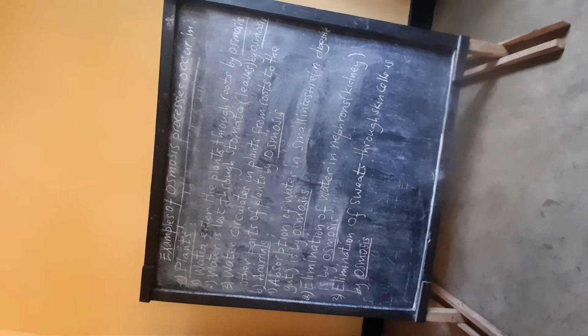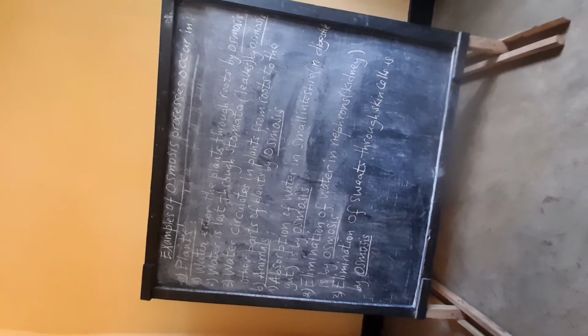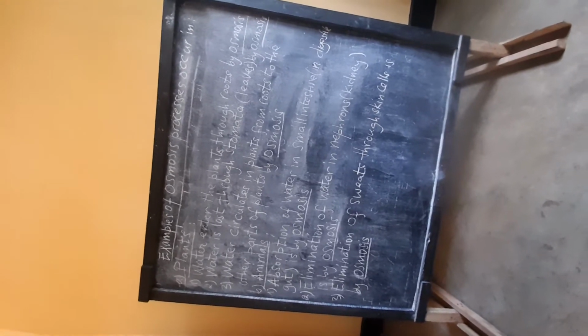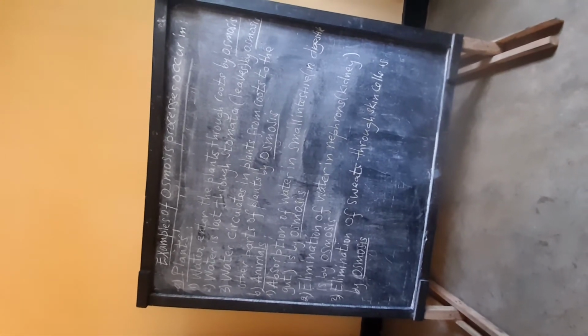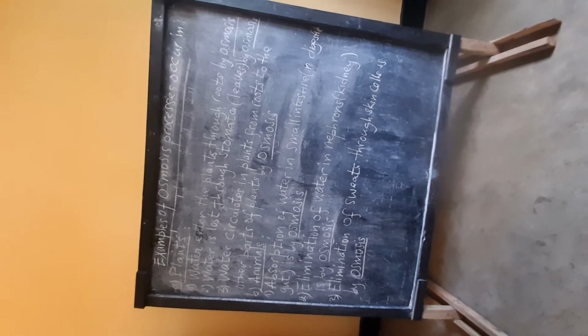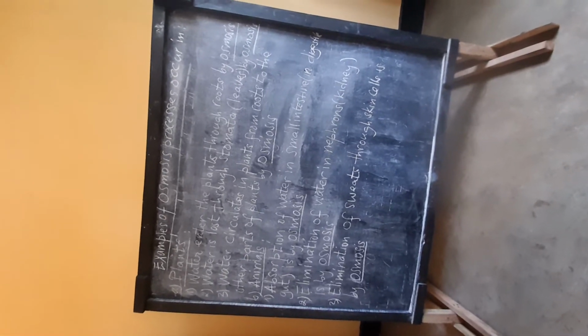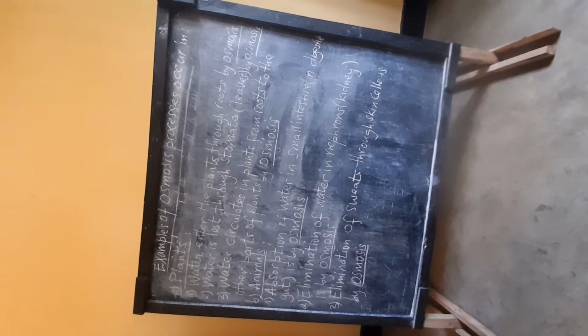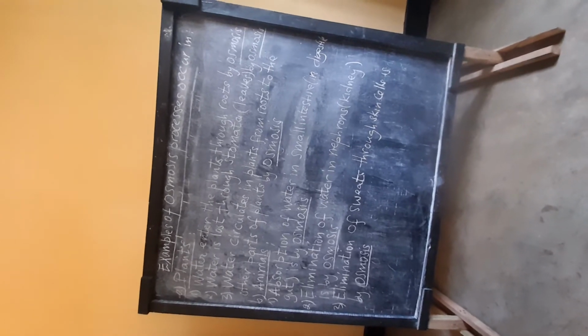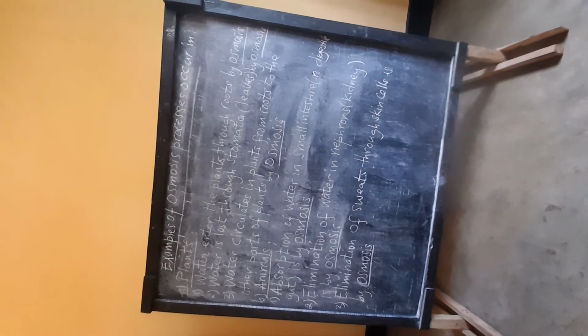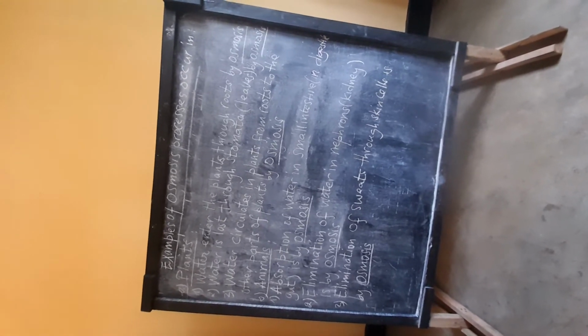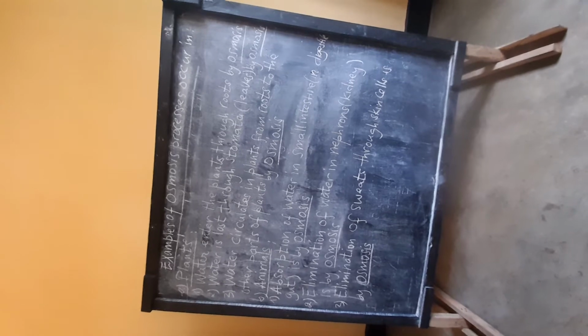For example, in a plant, when water enters the plant through roots from the soil, that process is osmosis. Another one, water is lost through stomata in a process called transpiration, the loss of water through leaves. That process is osmosis.